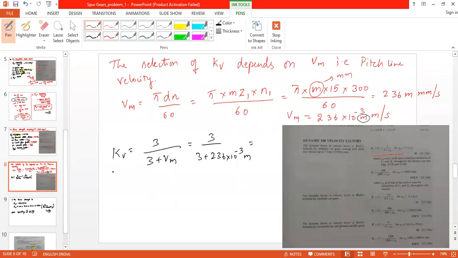So here we need to make some assumption. This is not the only way; we have other ways to solve this. Assuming Vm is less than 7.5 meter per second, we have chosen this equation, kV equal to 3 by 3 plus Vm, equation number 23.13 48. From this equation, we got the value of kV as 3 divided by 3 plus 236 into 10 power minus 3 m.